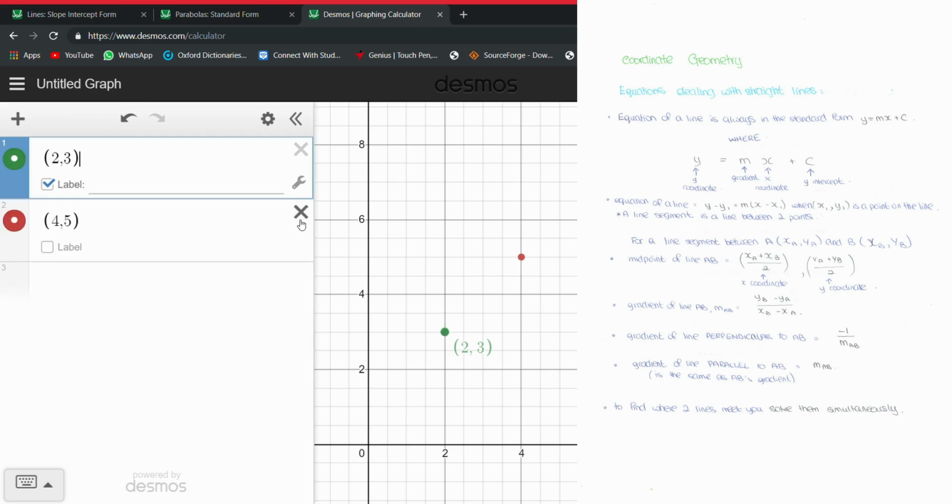So I could take that off now. So let's call this B. Let's call this one A, right? And let's call this one B. So we have 2 points, A and B. And the next thing we have to look at is finding the midpoint of A and B.